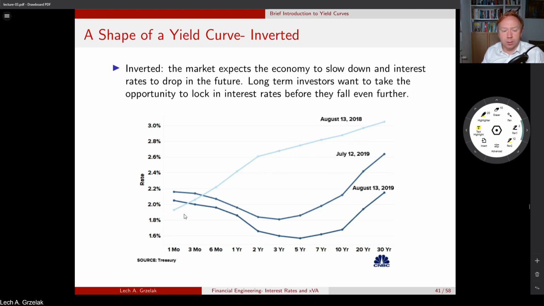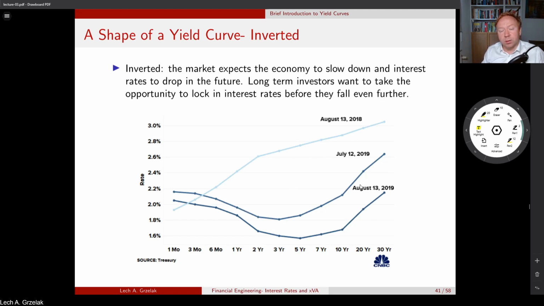So this is 2018. You see there is what you could call a normal yield curve. For a 1 month rate, it's around 1.9%, almost 2%. The 30-year yield is 3%. And then in 2019, we have July and August. You see July is already almost inverted. So there is some kind of bump here, and one month later, the long-term yields moved even further down, and that's typically a sign that the market expects something very bad in the economy.